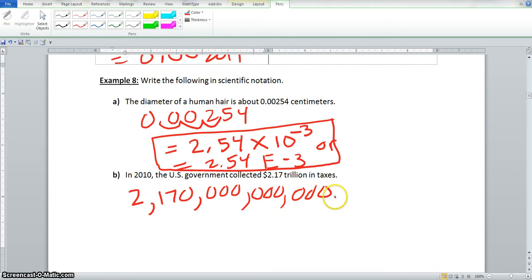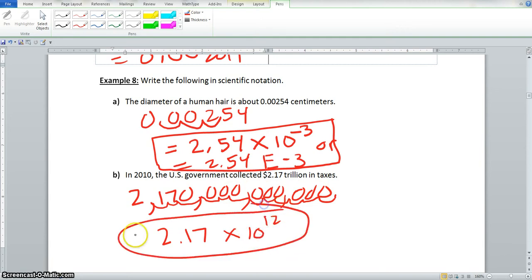So this is how many trillions of dollars we have. Now we know our decimal is at the end. We would need to move this decimal 1, 2, 3, 4, 5, 6, 7, 8, 9, 10, 11, 12 places. So it'd be 2.17. You don't have to write all of those zeros. And it would be times 10 to the 12th power. And since we moved to the left, we know that our exponent would be positive.